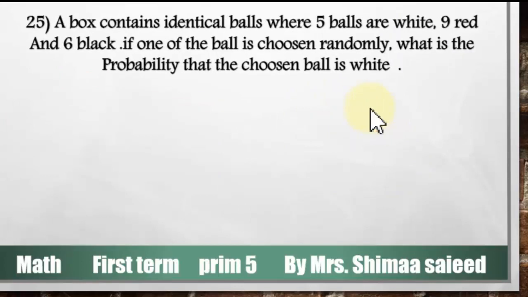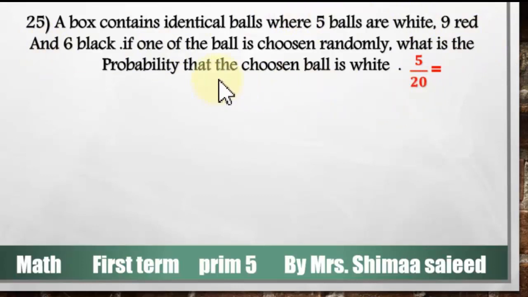A box contains identical poles where 5 poles are white, 9 red, and 6 black. If one of the poles is chosen randomly, what is the probability that the chosen pole is white? You have 5 white poles. The number of all poles equals 6 plus 5 plus 9, which is 20.